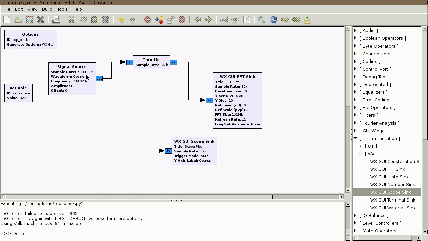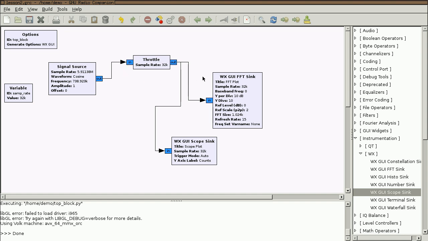Now to the signal source, the sample rate configuration means something different. The signal source doesn't care about real-time rates at all. All it cares about is the ratio between sample rate and frequency. That tells it how many samples per period of a cosine wave it should produce, and it just keeps generating those samples as fast as the next block in the chain will take them.